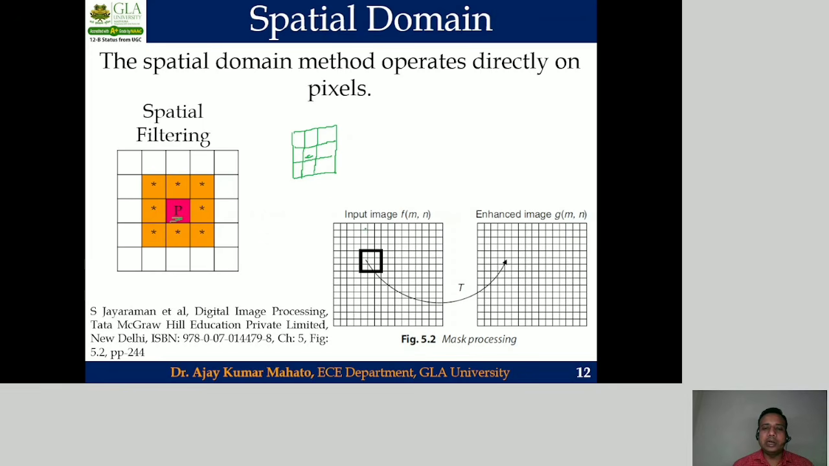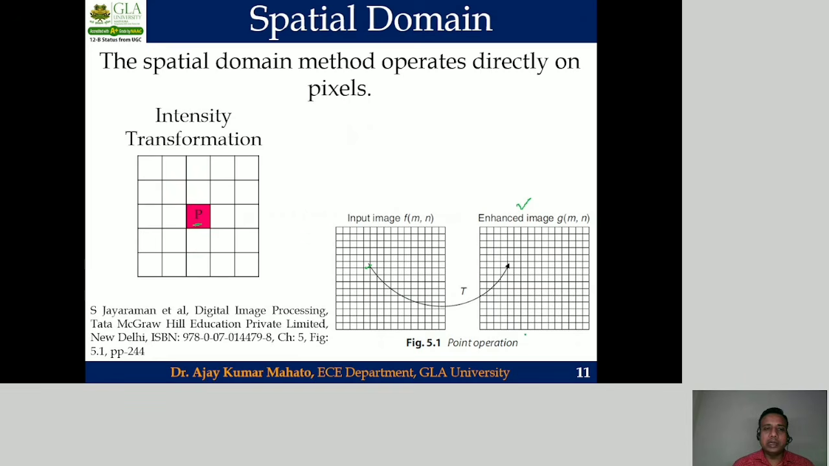You can understand the same thing in this figure also. This is the pixel P. At pixel P we place the center of this mask, and we perform our spatial filtering operation, and as a result we obtain our enhanced image output. Since in spatial filtering we use a mask, this operation is otherwise also known as the mask processing operation.